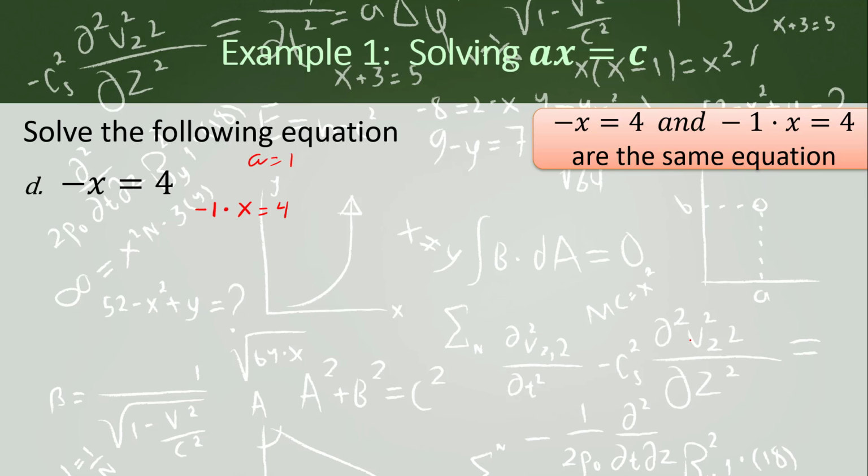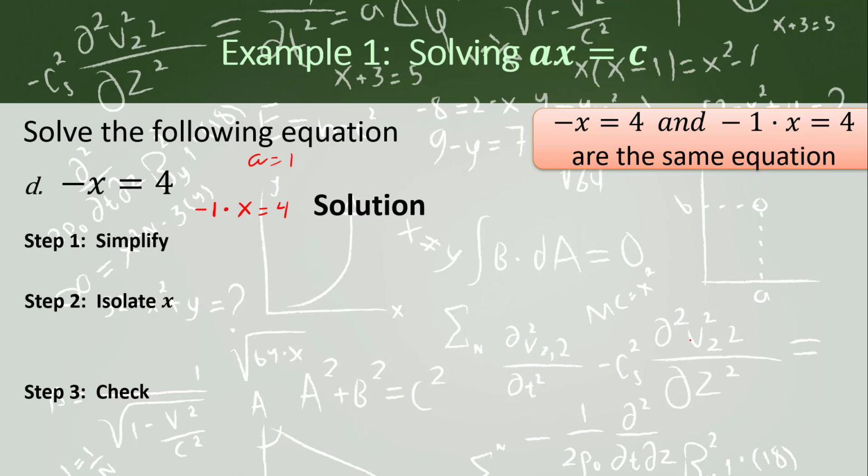The exact same approach that we did. First thing we need to do is simplify. Well, we really don't have to, except maybe to make this a little more explicit. This is pretty much fine the way it is. But I'm going to write it in the explicit fraction.